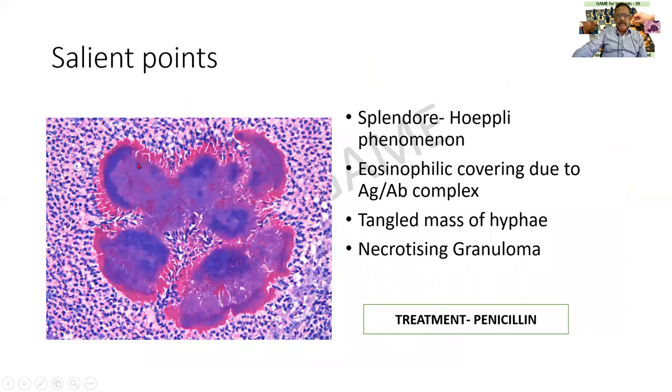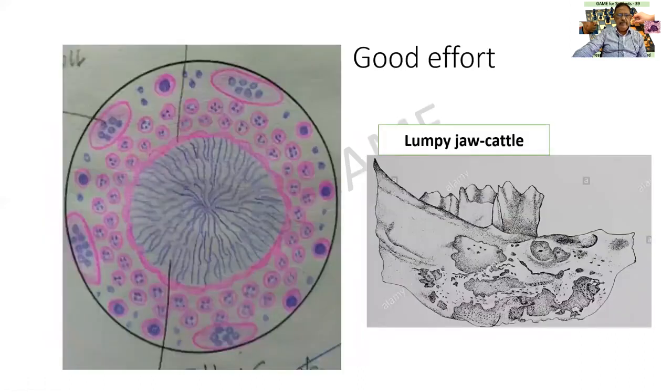And this is again a very nice microphotograph. Tangled mass of filaments. Externally, I am able to see the antigen antibody complexes, which are eosinophilic, called the Splendore-Hoeppli phenomenon. Sometimes we will be finding necrotizing granuloma. In fact, this is one of the differential diagnoses for granulomata. The treatment of choice is penicillin.